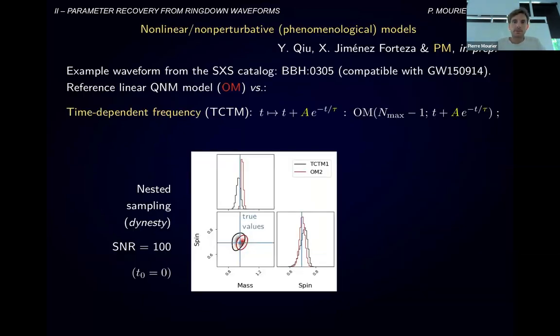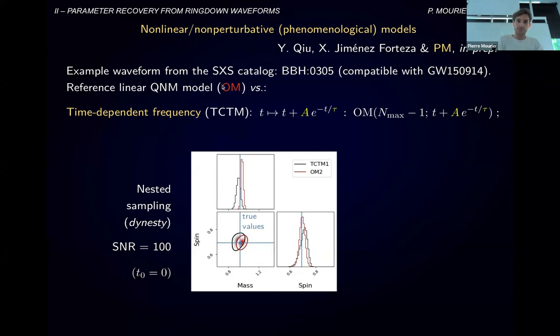And the last thing we tried in this model, which we did in collaboration with Chouyer, who is a PhD student at Penn State University now, was to look at one example waveform from the SXS catalog. We took one that's compatible with the parameters of the first detected event, and recovered the parameters of each model with nested sampling by injecting the numerical signal in an arbitrary constant noise. We could do that with, for instance, SNR 100, because this way we can clearly see the remaining bias.